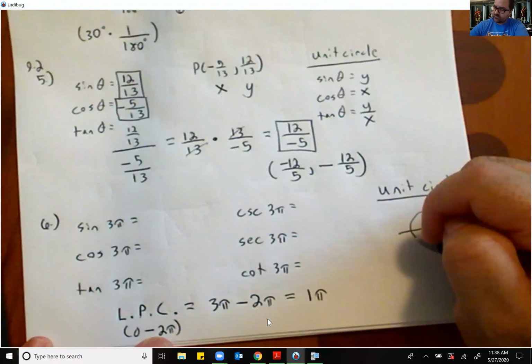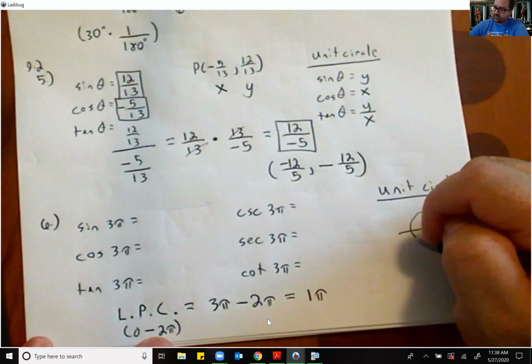Now you can answer all the questions. Up above, we already know that sine is the y value. So the y value is 0, so sine of 3 pi is 0. Cosine is the x value. So the x value is -1, so cosine of 3 pi is -1. There you go. From here, tangent is the y value over the x value. So 0 over -1, and that reduces down to 0. They want you to call it 0. Do not put it in as a fraction.